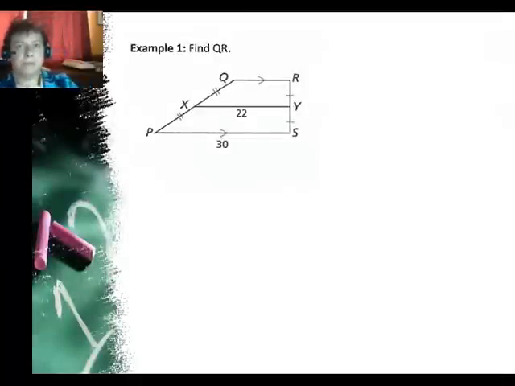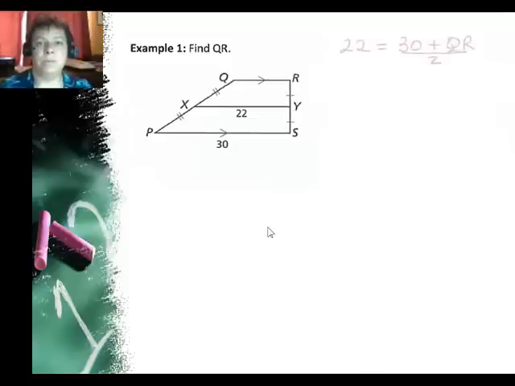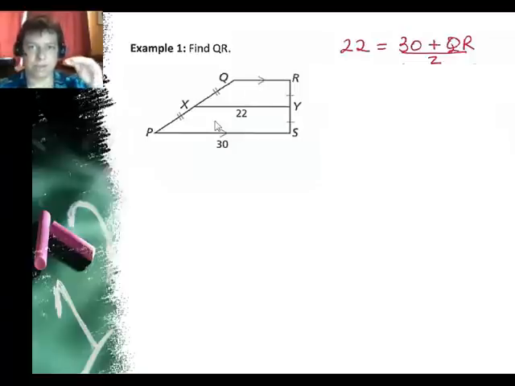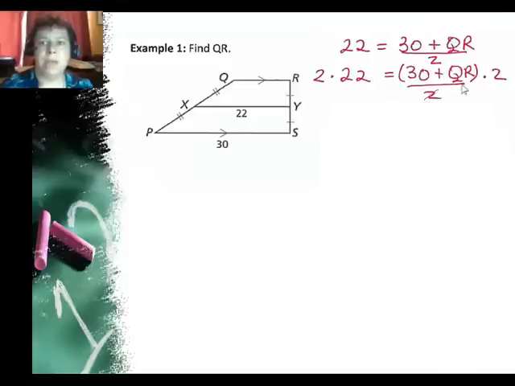So let's do some examples where we're going to be dealing with some midsegments and some other properties of trapezoids. We're going to find the length of QR. So we have a base here on the bottom and a base on the top, and the midsegment is 22. So I can say 22 equals half of the sum of the 30 plus the length of this QR. It's kind of like taking the average of the top base and the bottom base to get the middle. When I go ahead and write the equation here, I realize, okay, that 2 is bothering me, so I'm going to multiply both sides by 2. What that means is I can simplify, that 2 cancels out.